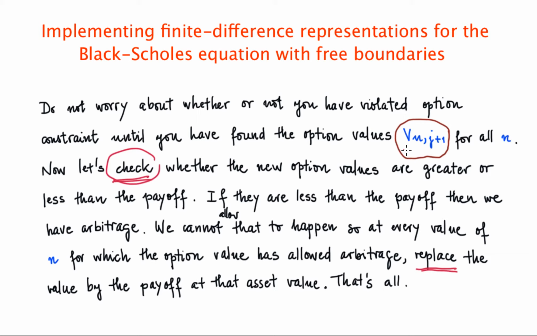Whenever you are calculating the new values using any of the finite difference schemes that we have developed before, you have to check if these are higher than or equal to the payoff at the specific dates when you have the possibility of early exercise.